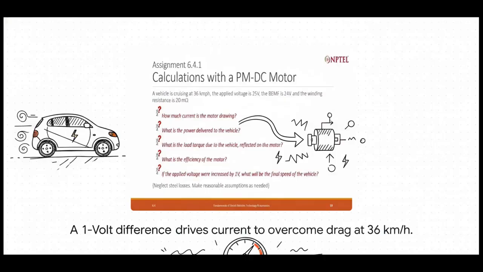Let's look at a practical scenario presented by Professor L. Kanen. Imagine an electric vehicle cruising along at a steady 36 kilometers per hour. We know the applied voltage from the battery is 25 volts, and the measured back EMF is 24 volts. The winding resistance is sitting at 20 milliohms. Now, because we are in a steady state, that tiny 1-volt difference is precisely what's driving the exact amount of current needed to overcome the vehicle's air drag and road friction at that specific speed.